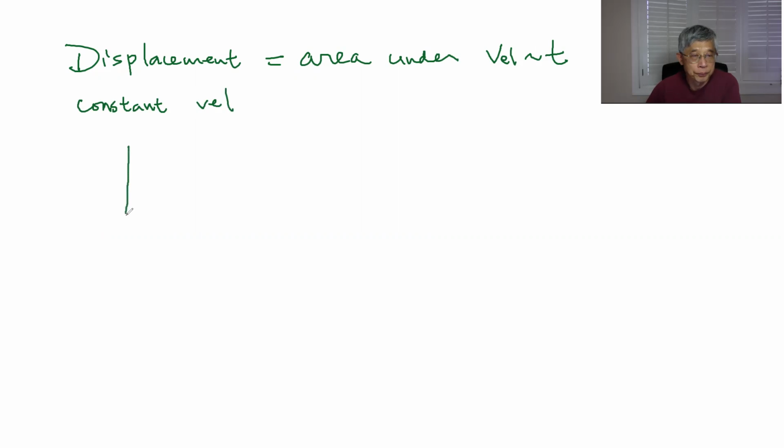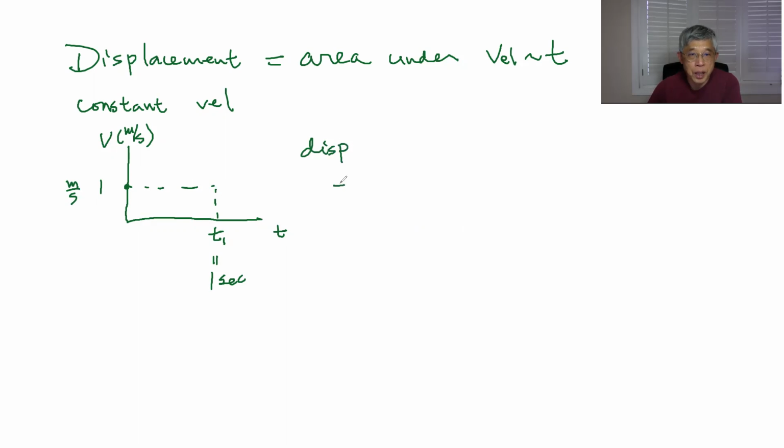So if we have, this is the velocity in meter per second. And let's say our velocity is equal to 1, right? So 1 meter per second. And this is my time. So then we know, given some time, let's say this time is equal to 1 second, right? So then the displacement during this time, displacement from time 0 to time equal to 1 second.